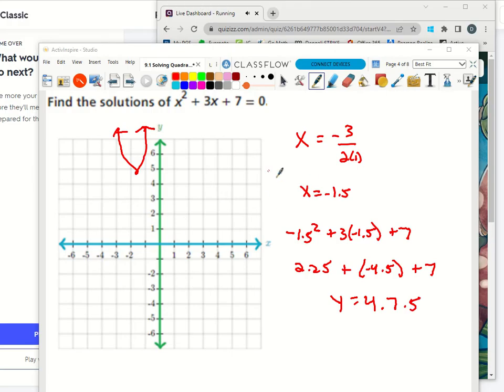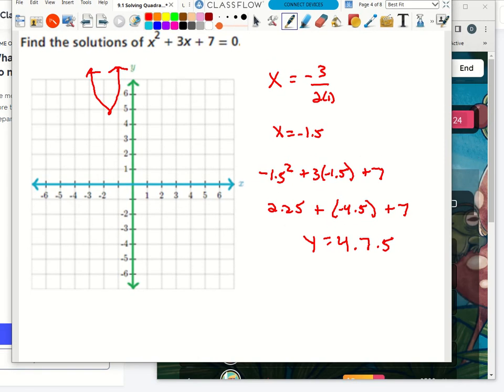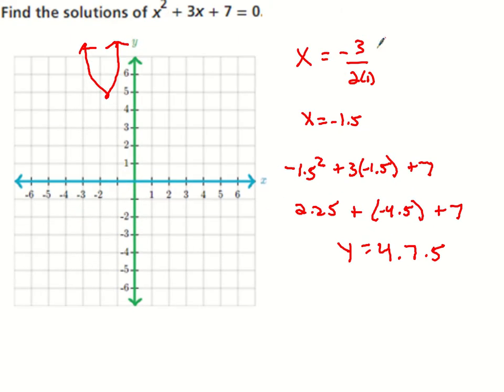So here's the solution. My vertex is here at negative 1.5, positive 4.75. I know it's opening up because it's a positive. I didn't really care about the other points because right away I notice it's never going to cross the x-axis. If it never crosses the x-axis, and that's where my zeros are and that's the solution, that means there is no solution to this particular equation. So no solution to this one, I cannot solve it.